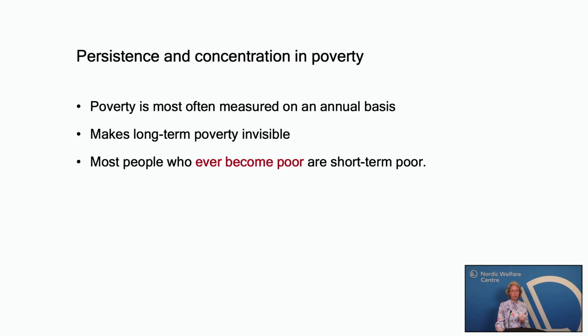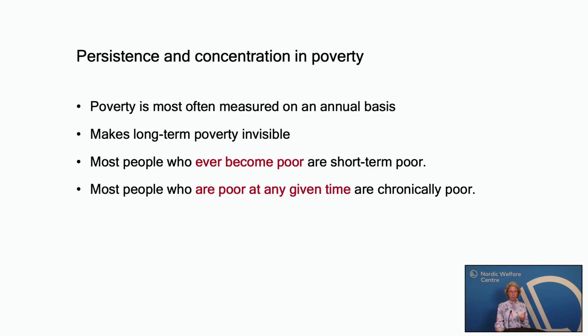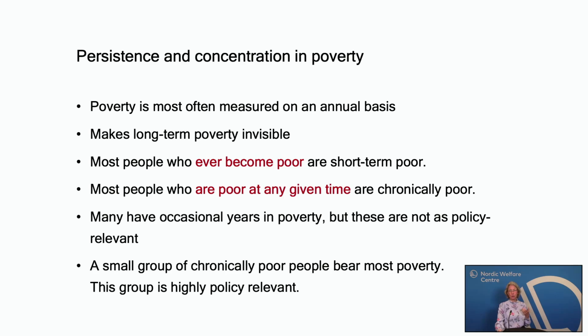It's true that most people who ever become poor are short-term poor, but if you look at those who are poor in a given year, most of them are chronically poor, are long-term poor. And the important thing is the time spent in poverty. So the occasional years in poverty are not as policy relevant. The small group who are poor for a long time bear the most poverty experiences in the population, and this group is the one that should be mostly targeted by policy.